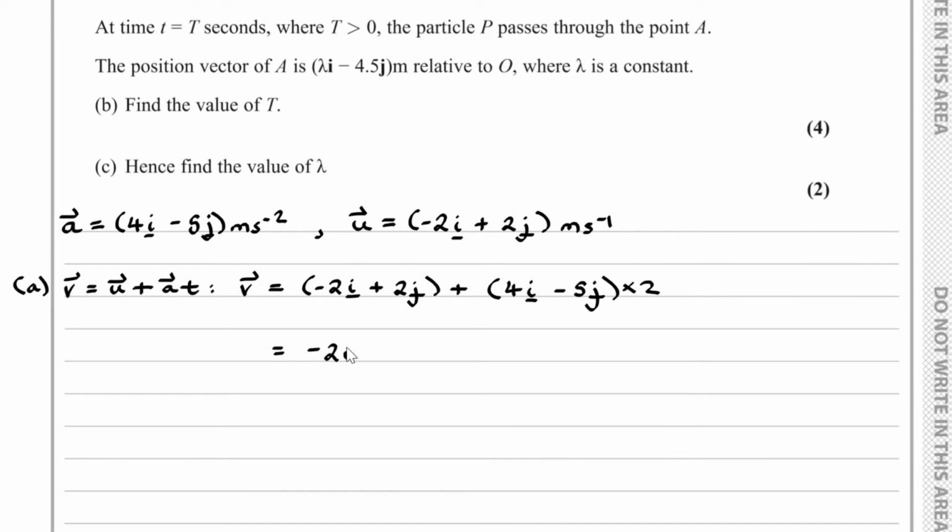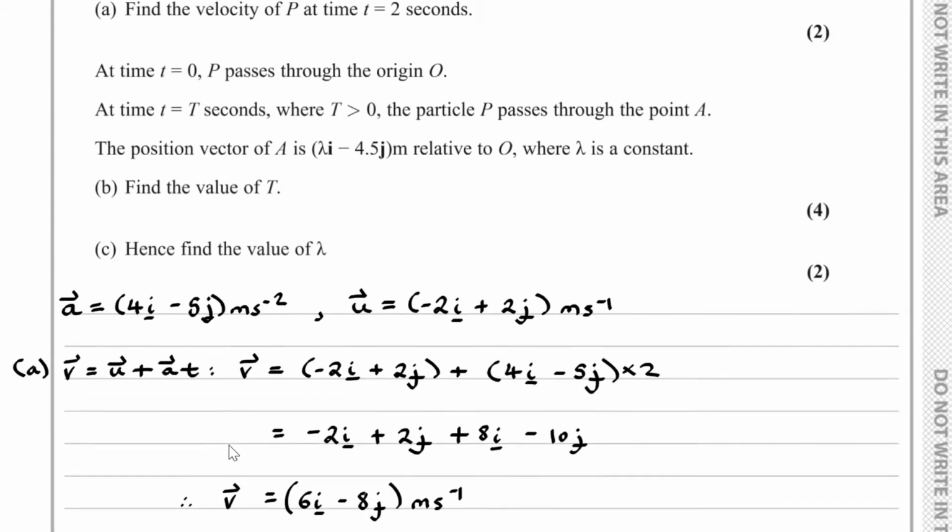So, we have minus 2i plus 2j, and then here, 4 times 2, that's plus 8i, minus 5 times 2, that's minus 10j. Collecting like terms with the i components, minus 2 plus 8, that's 6. So we have 6i, and 2 minus 10, that's minus 8. So therefore, the velocity is 6i minus 8j meters per second after 2 seconds.